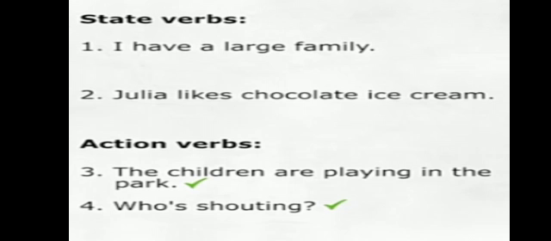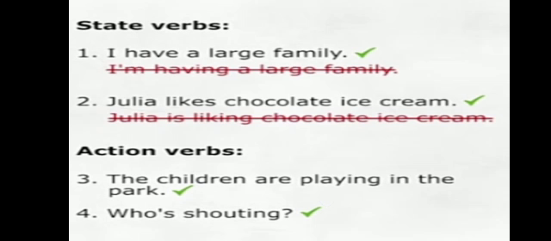But come on to these examples. I have a large family and Julia likes chocolate ice cream. Over here you can see that the words have and likes are not showing you any sort of action. These are only giving you an indication of some situation. I have a large family means that I possess a large family. And secondly, Julia likes chocolate ice cream means that she is in a state of being liking something like chocolate ice cream or something else.